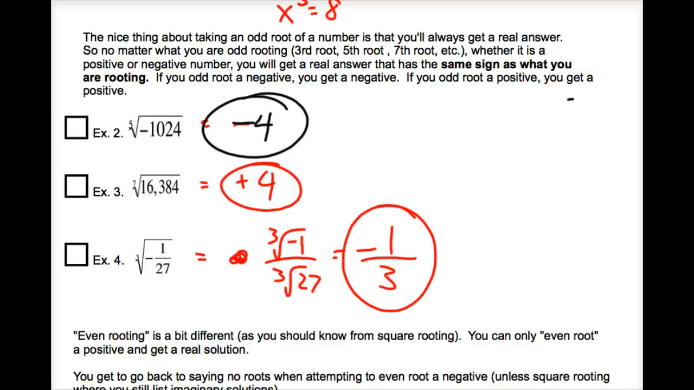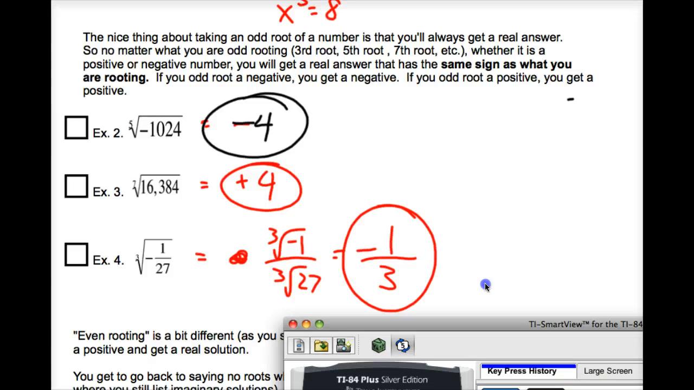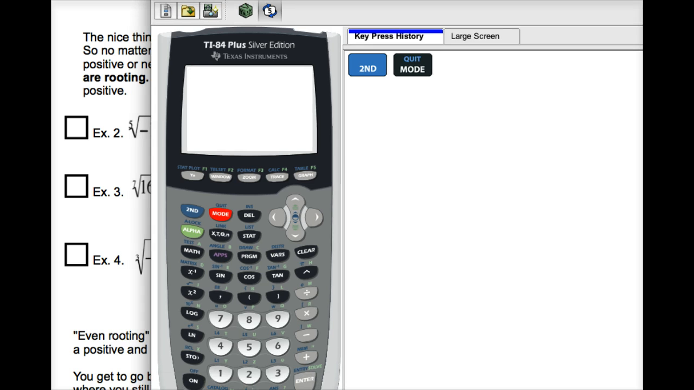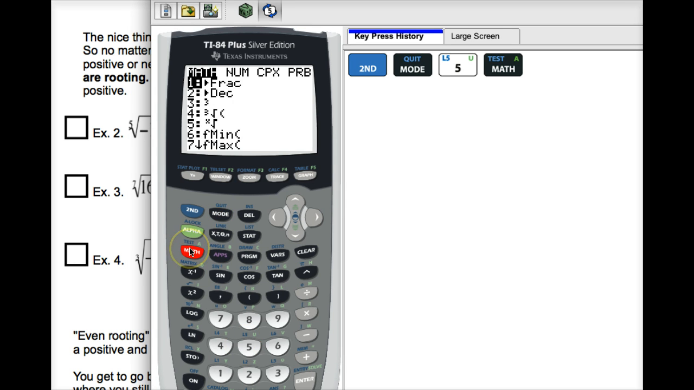I'm going to go ahead and show you how you can use your calculator to type in something like the fifth root of negative 1024, so you have that information. Let me bring up my calculator. And here's how I would type in the fifth root of negative 1024. First I would hit 5. Then I go to math. And you can see that number 4 has a third root. So if I wanted to do a third root, I could go ahead and just do number 4. But I wanted to do a fifth root. So I'm going to hit number 5 because it's got that X in front of it.